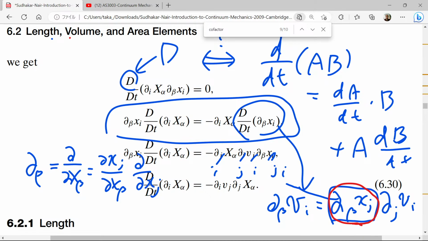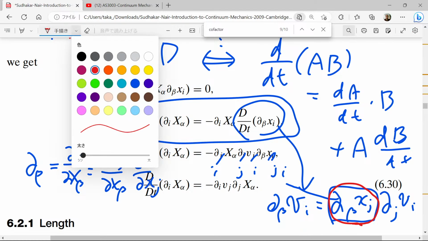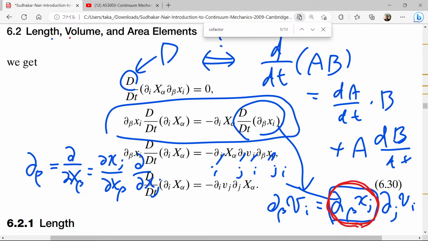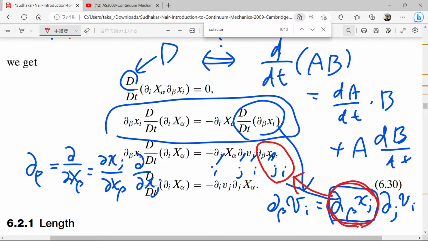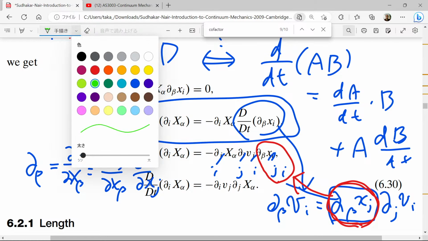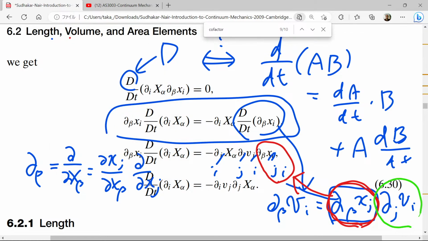Yeah. So we see partial beta x_j is here. Then let me see, another color. Partial j v_i, partial j v_i, like here.